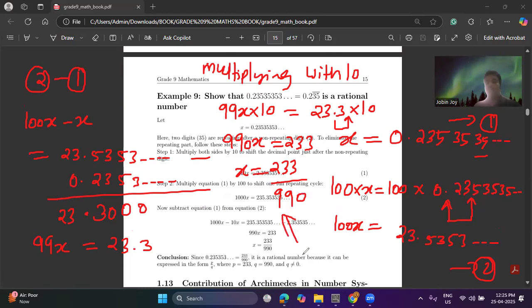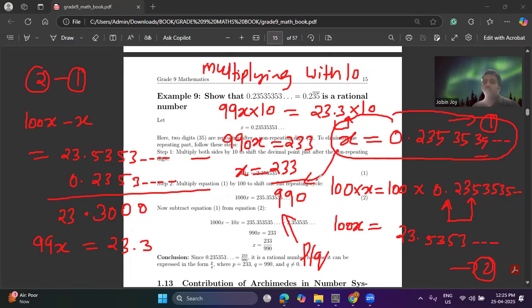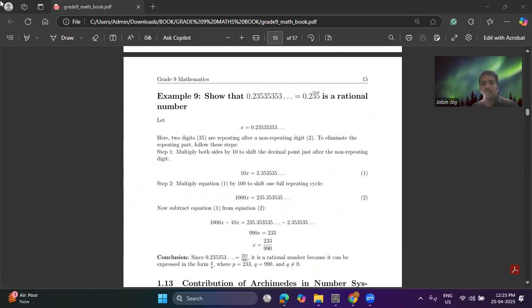So the value of x is equal to 233 by 990. So this is in the form of what? P by Q, right? Rational number. So the given number is 0.2353535. So we wrote the given number as a rational number, 233 divided by 990. So the steps are very simple. Then next question.